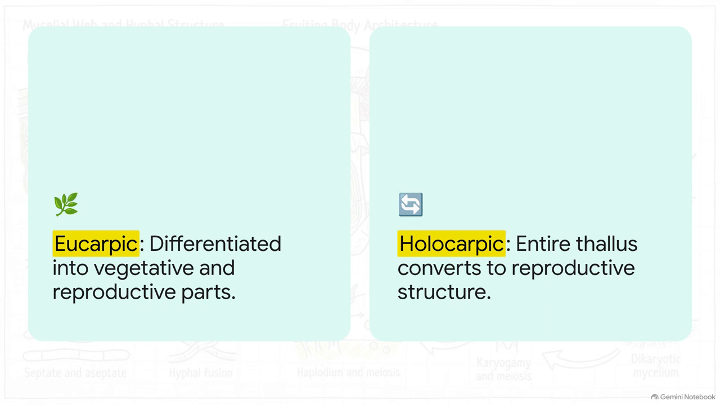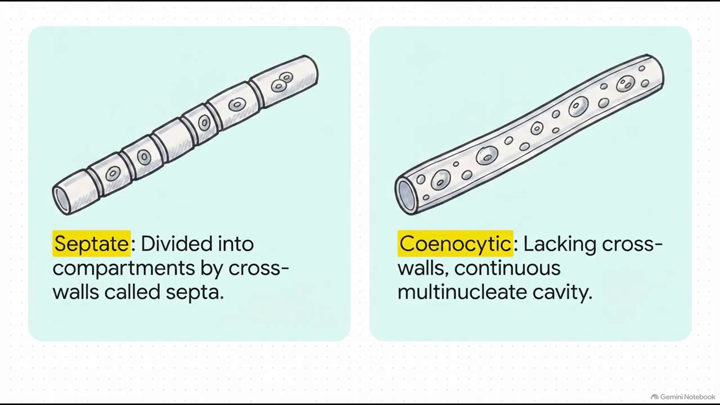On the flip side, a holocarpic thallus, like you'd see in yeast, doesn't bother with that division of labor. It just throws all its energy into a phase of rapid growth, and then the entire body simply converts into a reproductive structure, the whole shebang. Let's zoom back in on those tubular hyphae for a second, because the internal plumbing isn't the same across all species. We have septate hyphae, which have physical crosswalls called septa, dividing the tube into distinct compartments, almost like individual rooms. These septa have tiny pores in them to let cytoplasm flow through selectively.